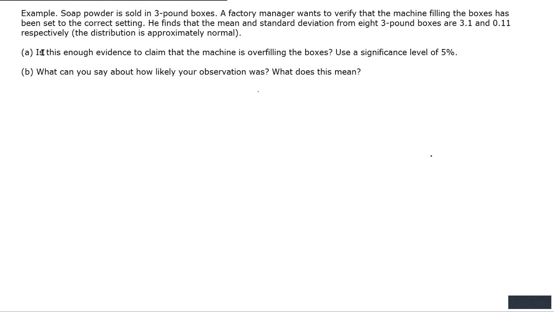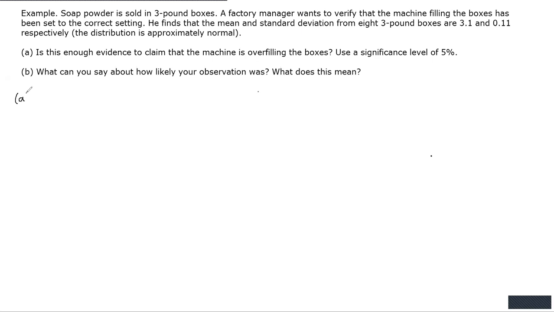The first question that we're going to have to answer is whether there is enough evidence to claim that the machine is overfilling the boxes, and this word overfilling is actually going to be important for us, using a level of significance of 5%. The second question is going to be to determine how likely our observation was. So I'll elaborate on this a little bit afterwards. So let's begin with the first question, of course.